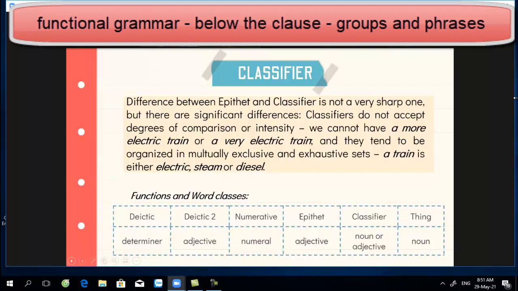So we have now identified the nominal group functions of deictic, numerative, epithet, classifier, and thing, and the classes of word which most typically realize the functions are as follows. Deictic: determiner; numerative: numeral; epithet: adjective; classifier: noun or adjective; thing: noun.